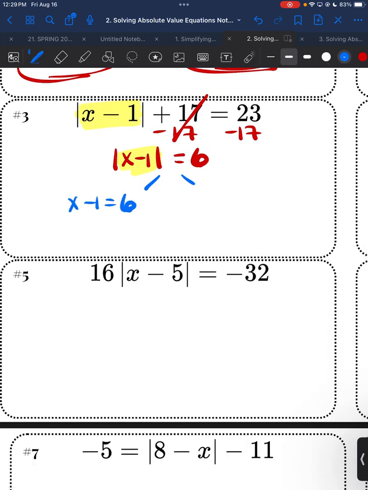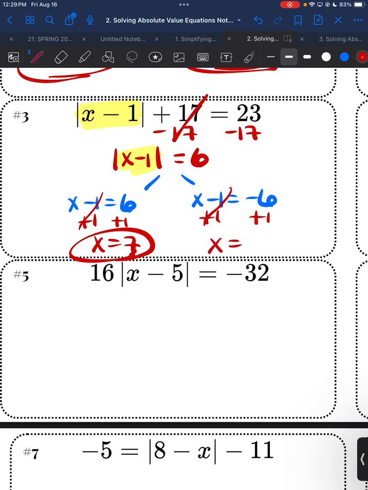In every problem you will have your little split. So here I do plus 1. I get 7, and then plus 1, I get negative 5.